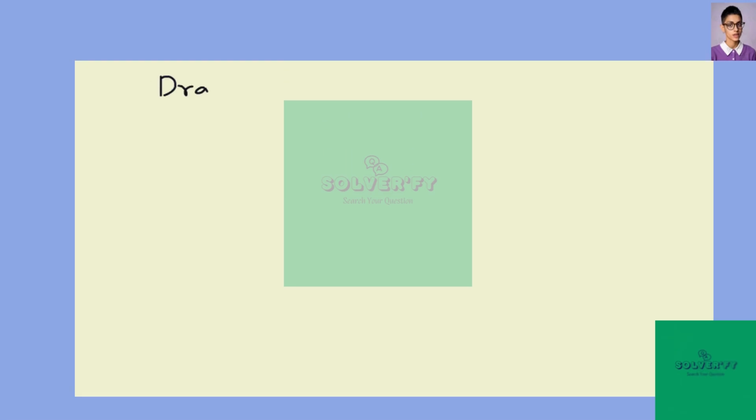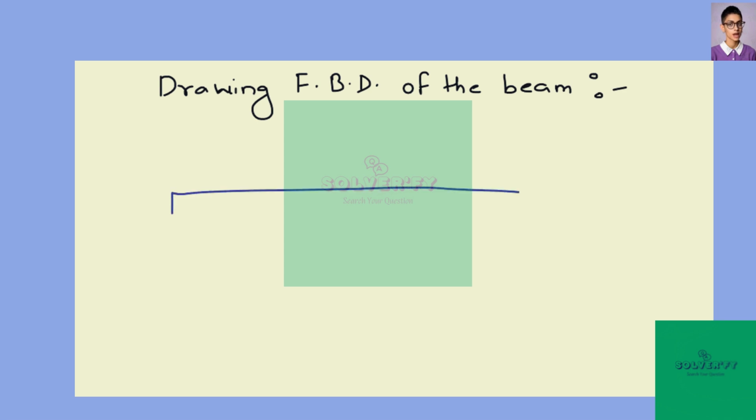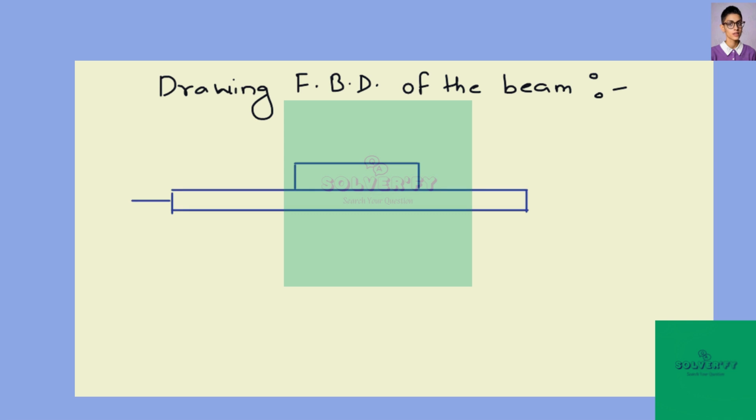First, we are going to draw the free body diagram of the given beam in the question. After that, we will write all the forces that are acting on it, and then we will write some equations and solve this problem.